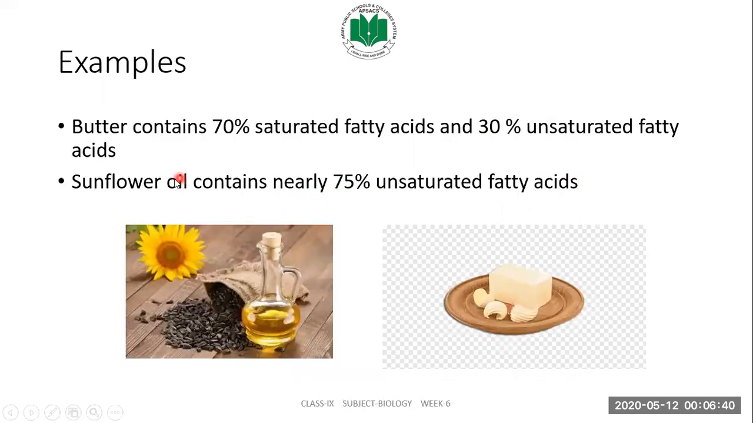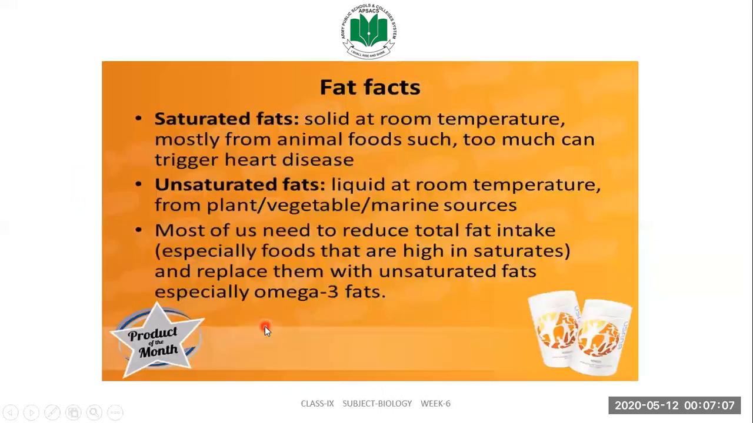For example, butter contains 70% saturated fatty acids and 30% unsaturated fatty acids. It means that the majority of them have single bonds, while 30% are unsaturated fatty acids. Another example is sunflower. It is an oil and it is an example of unsaturated fatty acids. Unsaturated fatty acids are generally liquid, as you can see here.